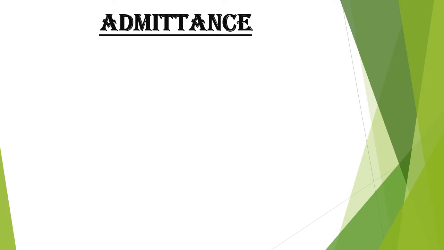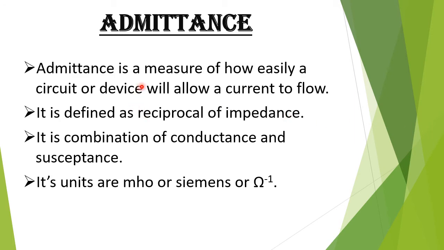Now we will move on to our topic, admittance. Admittance is a measure of how easily a circuit or device will allow a current to flow. It is also defined as the reciprocal of impedance. It is a combination of conductance and susceptance. Basically, there are three units of admittance: mho, Siemens, or ohm inverse.